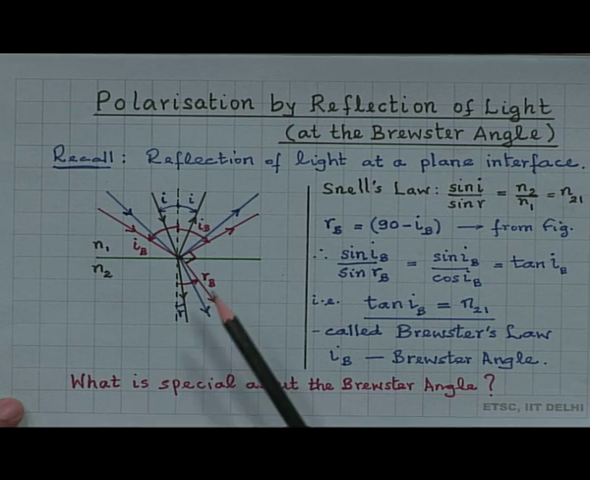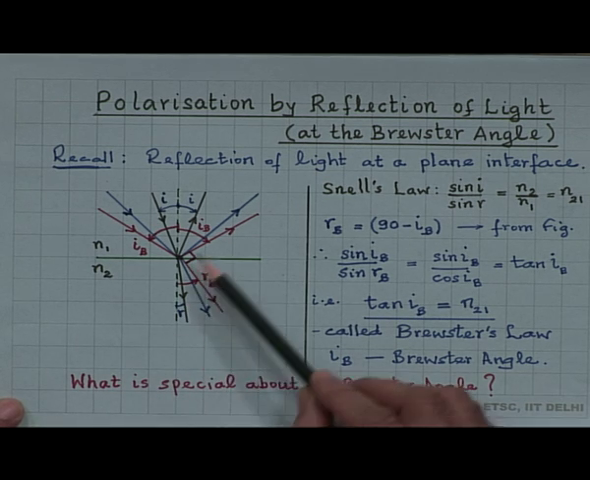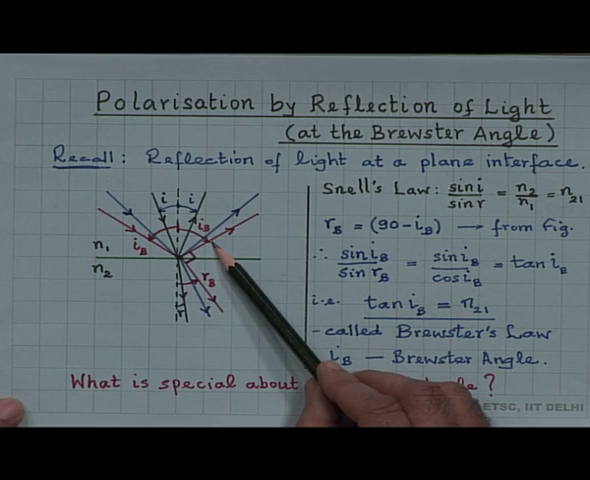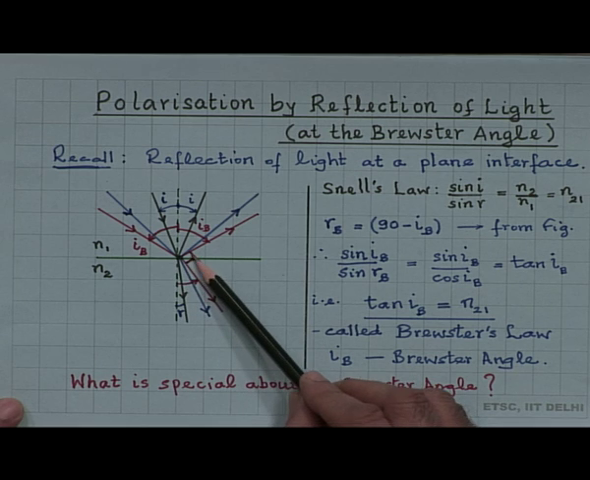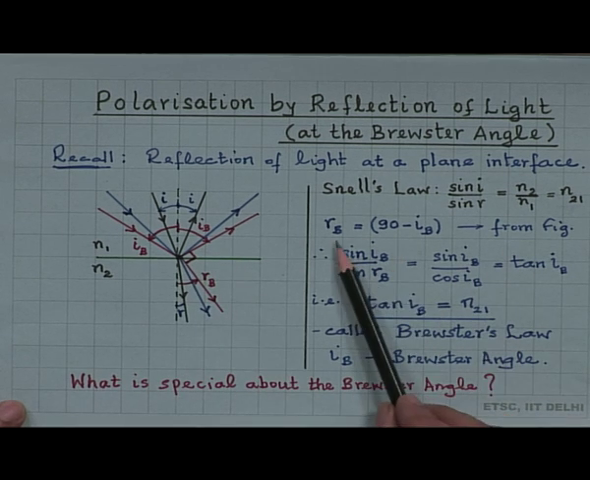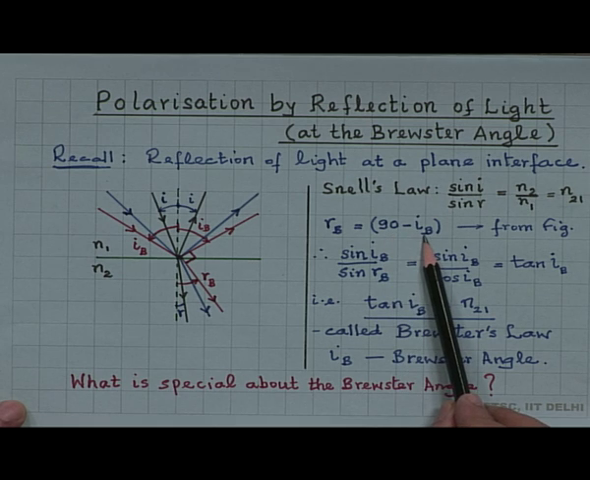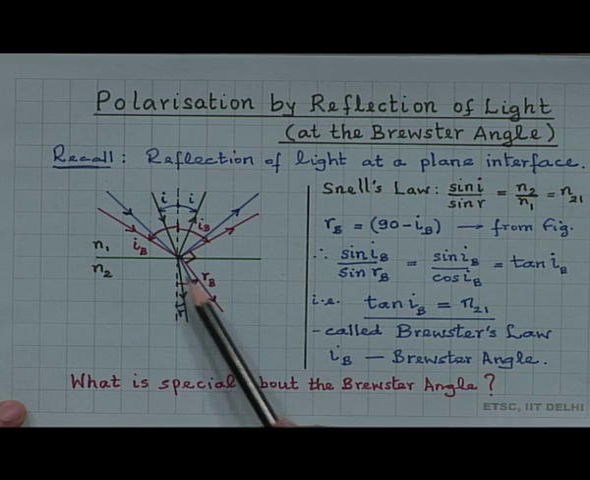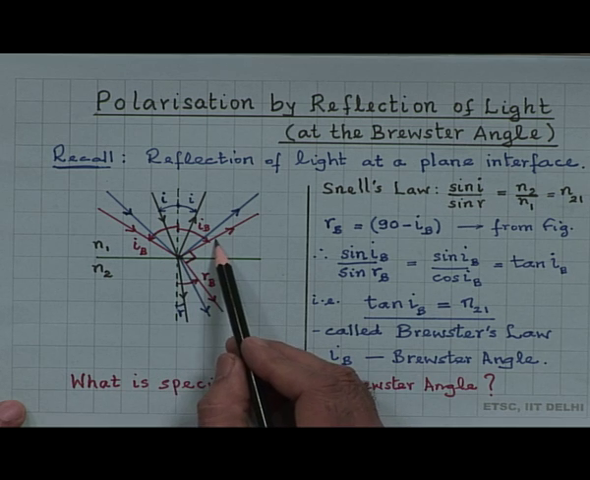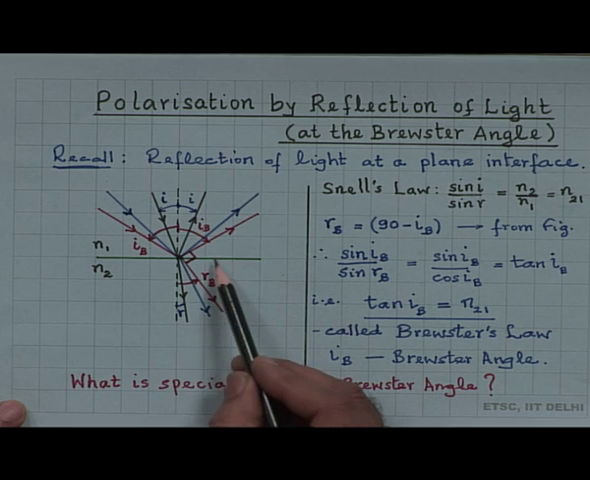But an important observation which we did not discuss there is this: this angle I_b is an angle at which the angle between the reflected ray and the transmitted ray is 90 degrees. Therefore, we can write R_b is 90 minus I_b. From the figure we can see clearly that this is I_b, therefore this is 90 minus I_b, and this is R_b.